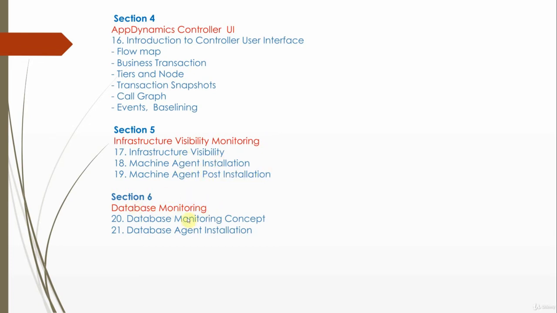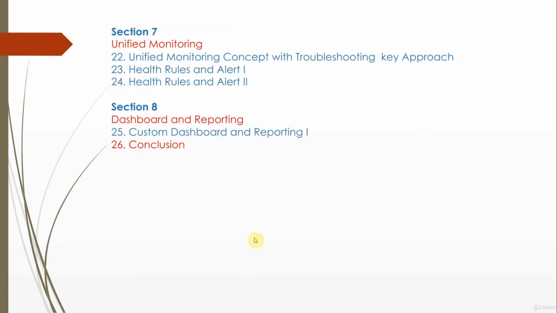In section 6, we'll look at the database. Database is a major area of monitoring and contributes a lot when you look at performance monitoring. A lot of the bottlenecks we see within the application ecosystem mostly stem from the database. We're going to look at the database concept, the monitoring concept. We're also going to look at how you can install the AppDynamics database agent and how you can begin to pull some database related data.